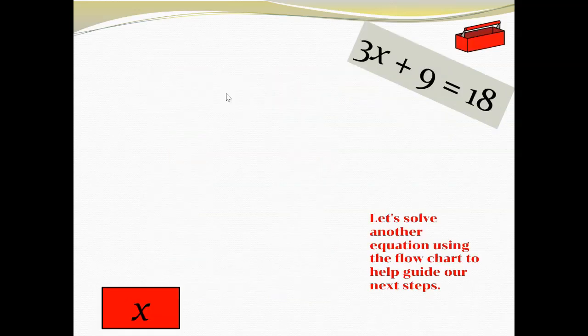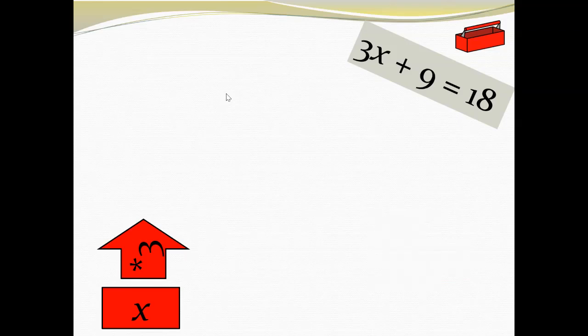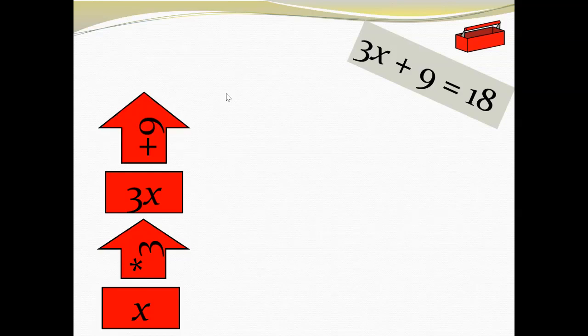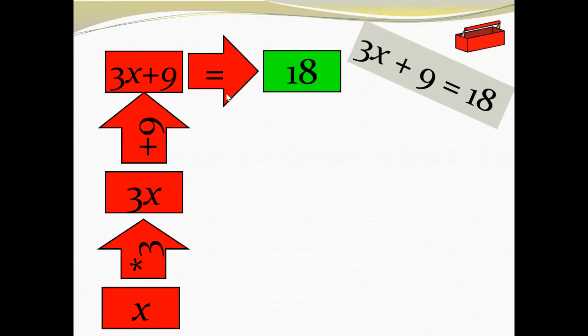We have 3x, and we have adding 9 to it equals 18. So the first thing that we do is identify the x. The operation is multiplication of 3, which yields the term 3x. We have addition of 9, which now gives the expression 3x plus 9, all equal to 18.